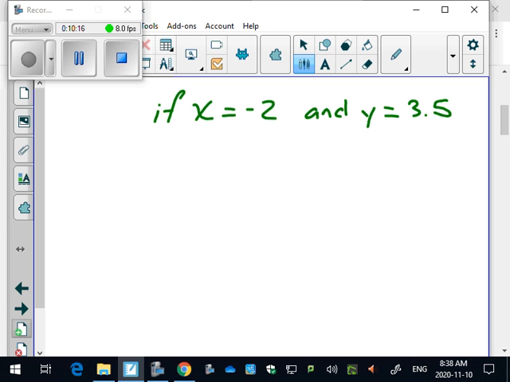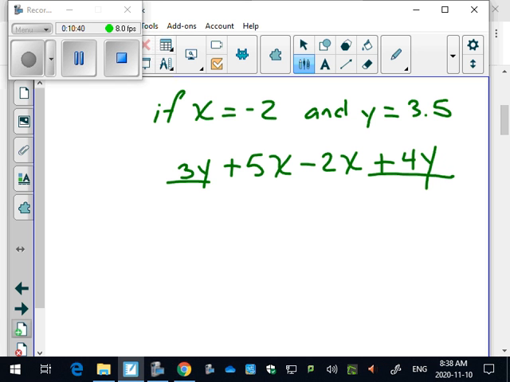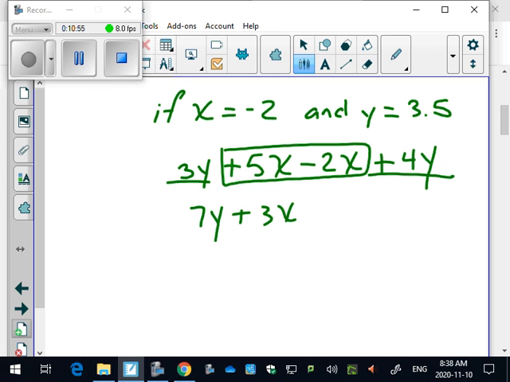Here we go. Let's do 3y plus 5x minus 2x plus 4y. I could put a number in there, but I'm just trying to show you about negatives and decimals. So first step is to collect your terms. Take the sign that's in front. Make sure you only collect the terms that are like. So this says 3y plus 4y, and that's 7y. And this says 5x minus 2x, and that's plus 3x. Do not forget that sign. Anyhow, we've collected our terms successfully.